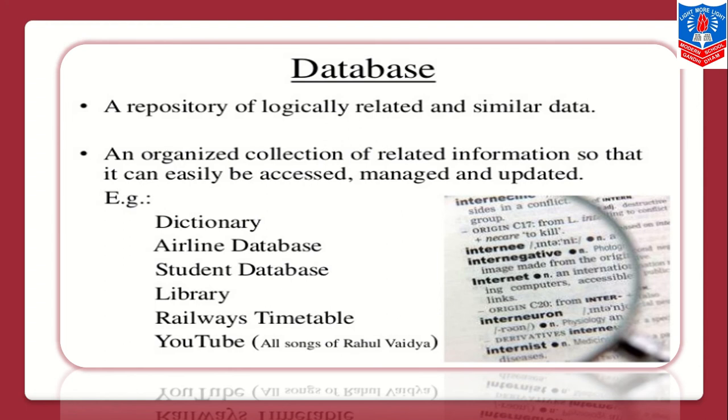That is called a database. Library. Of course, in a library we have different subjects and collections of books on those subjects, right? But we have different shelves for those subjects. Got it? Railway timetable, YouTube. On YouTube, if I want to listen to the songs of Rahul Vaidya or others, we have the particular what?